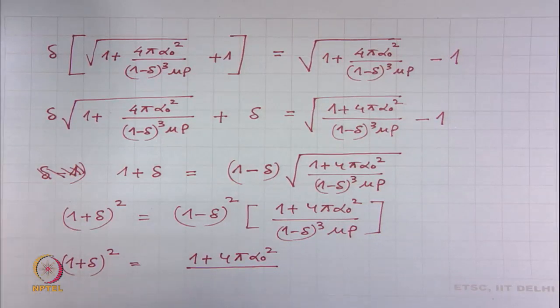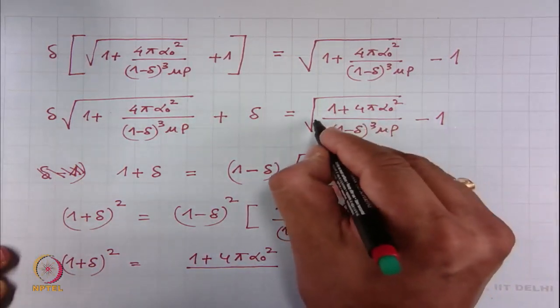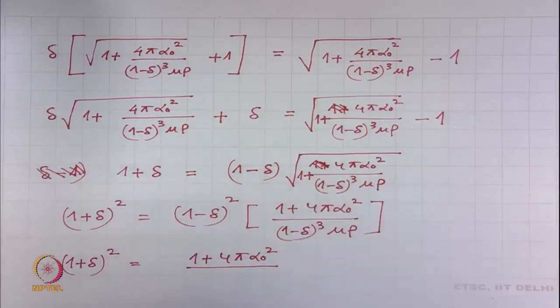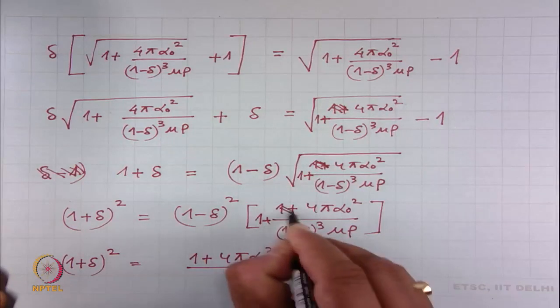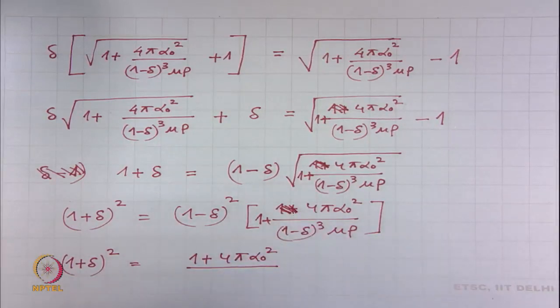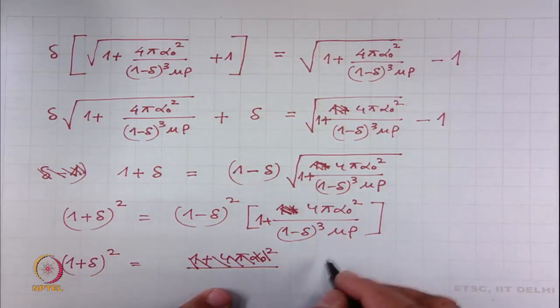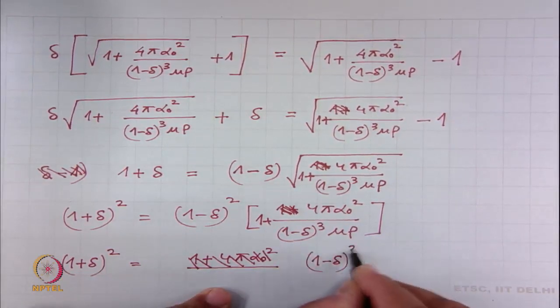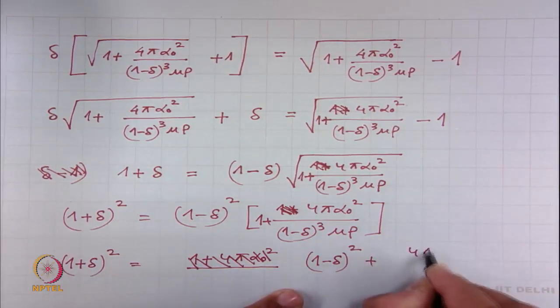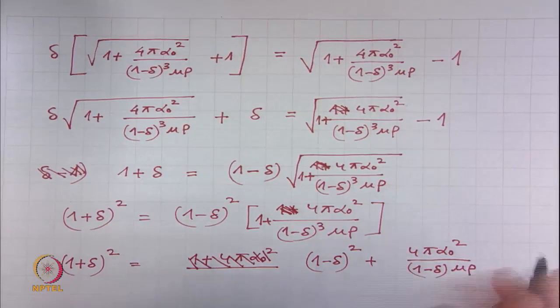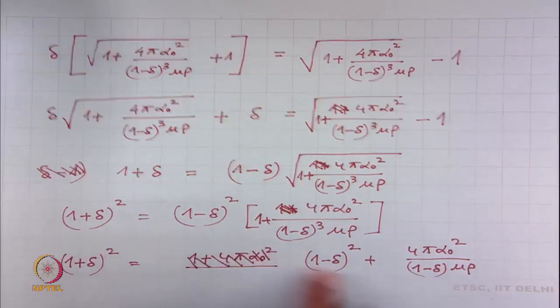Oh, we made a mistake. Here is a mistake we made. This is 1 plus, this is also 1 plus, this is also 1 plus. Isn't it? Sure. We have to write it in a different way. So, basically 1 minus this square plus 4 pi this square 1 minus delta mu into rho. Correct?